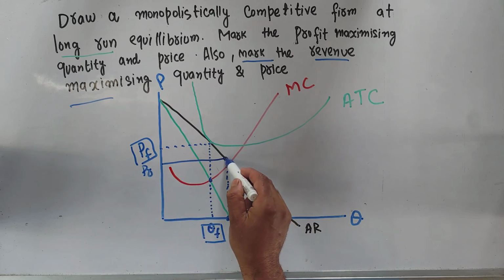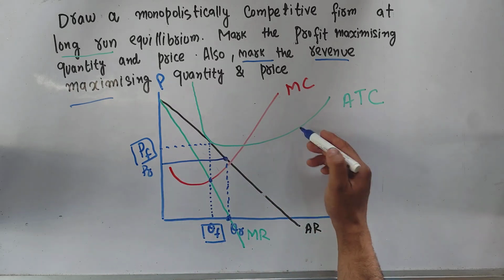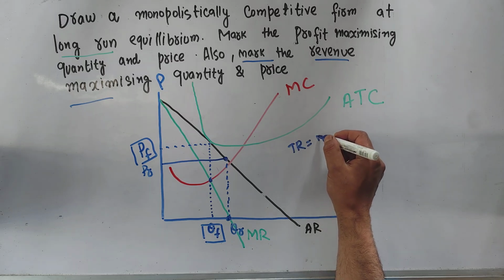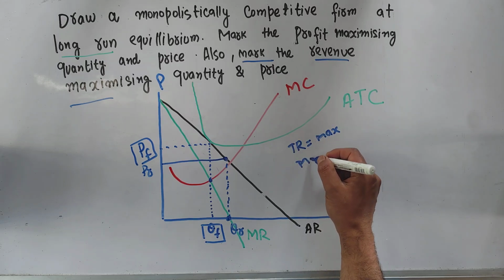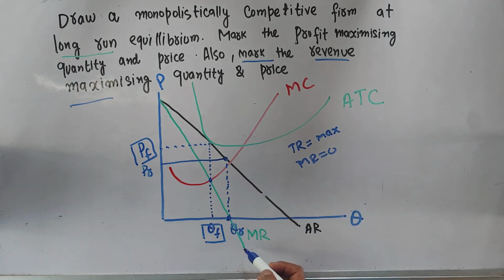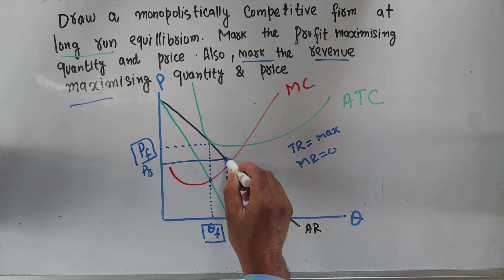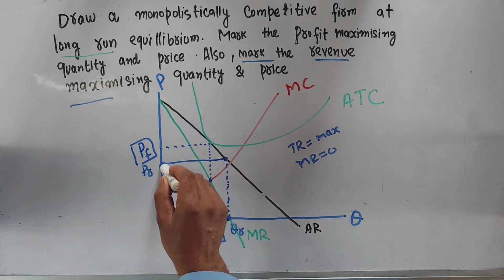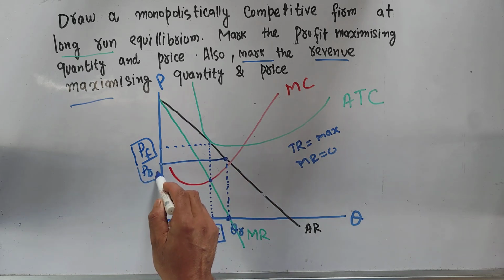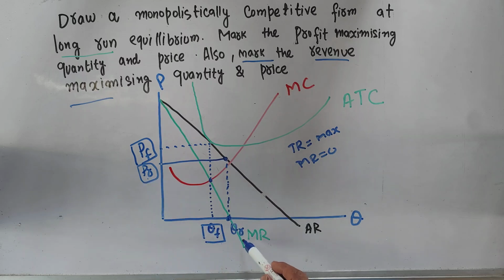Okay, so we know the total revenue is maximum when marginal revenue is equal to 0. Since marginal revenue is 0 at this point, corresponding to this we get the point on the demand curve, and that will give us the revenue maximizing price. So PR and QR are the revenue maximizing price and quantity, and PF and QF are the profit maximizing price and quantity in the long run for this monopolistically competitive firm.